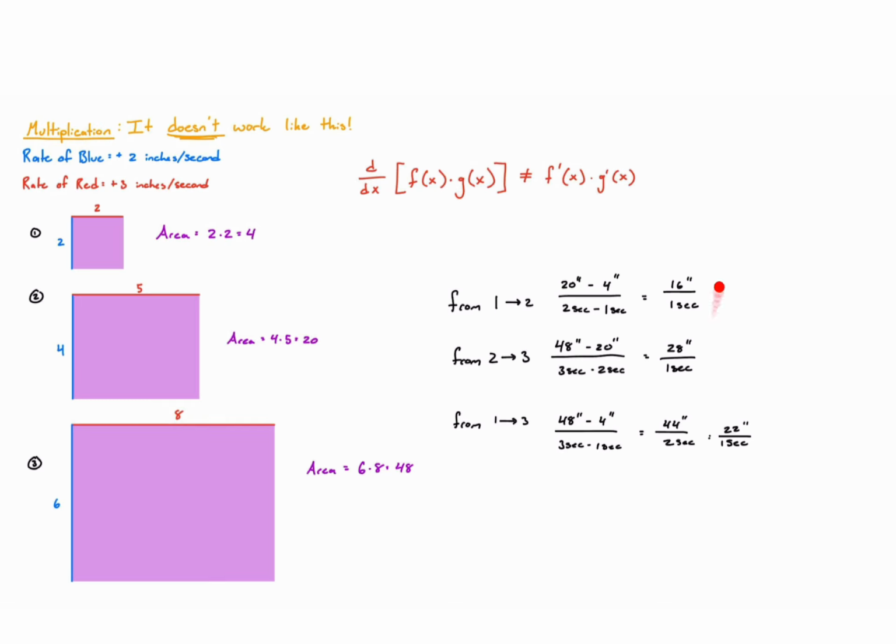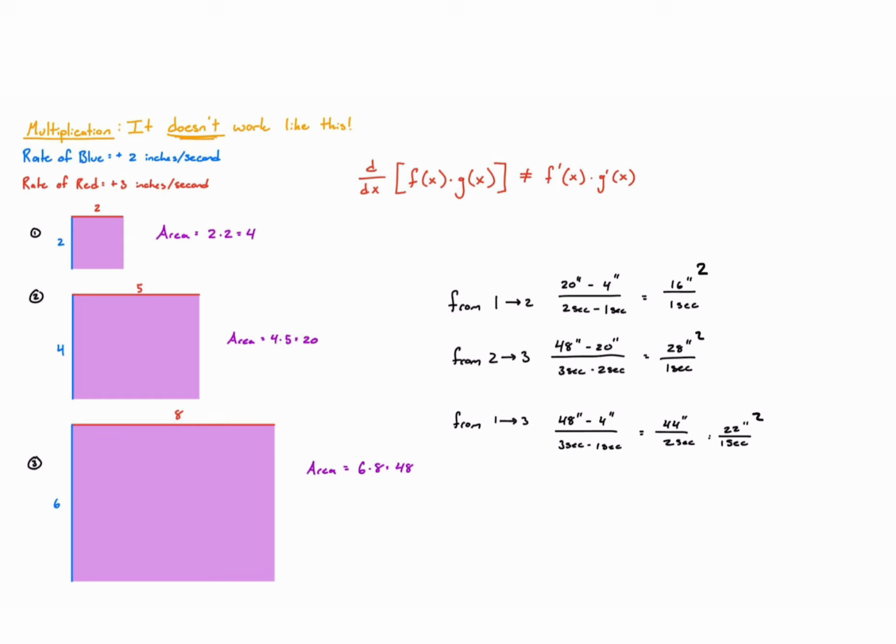And if we look at the rates of each one using our slope formula, we've got 20 inches, these should really be squared because it's area, minus 4 over 2 seconds minus 1 second, we get 16 inches squared per second. I'll put a square on all of these. From 2 to 3, a similar thing, we get 28 inches squared per second. And then from 1 to 3, we would get 22 inches squared per second. And that's different for each one.